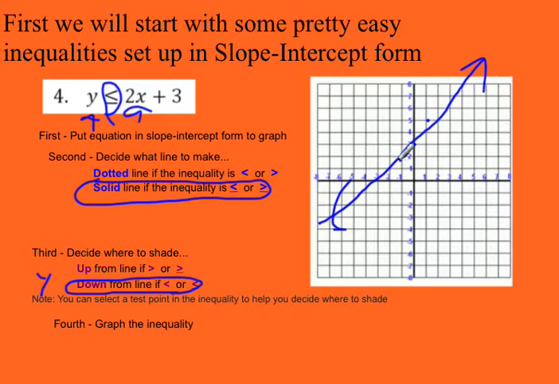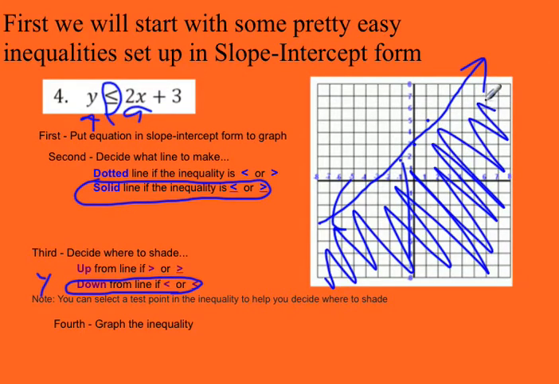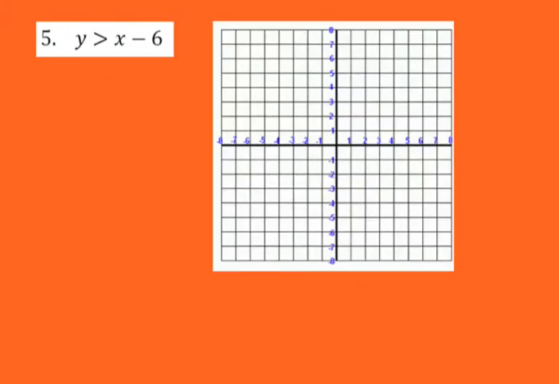What I like to do is put my pencil on a spot on the line, and then I just drag straight down. Since that's the region where my pencil landed, that's the region I'm going to shade. Again, feel free to plug in a test spot if that's confusing to you. So let's go ahead and take a look at number 5.